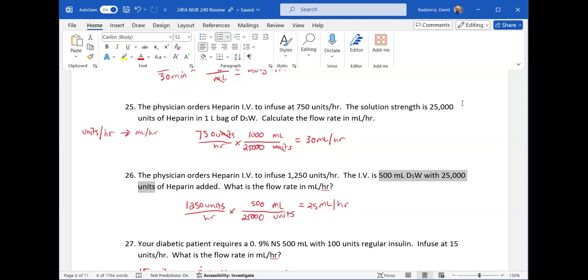And the same thing would go if you were going from milliliters per hour to units per hour. You would just invert, put the 25,000 units on top, 500 milliliters on the bottom, and then go from milliliters per hour to units per hour. I know some students don't like the way that I set this up, but I try and keep it consistent. The reason I do that is because in my mind I'm just going from units per hour to milliliters per hour. So how do I get there? Some people like to start with the milliliters over the units, multiply by the units per hour and get the 30 milliliters per hour. Either way, it works out the same. As long as you're getting the right answer, you're doing it right.